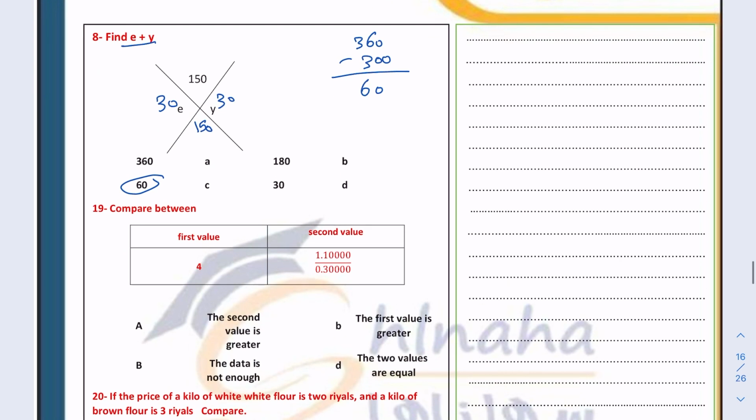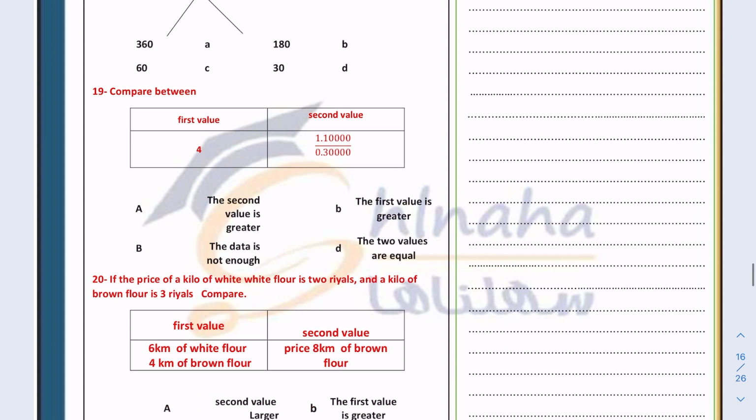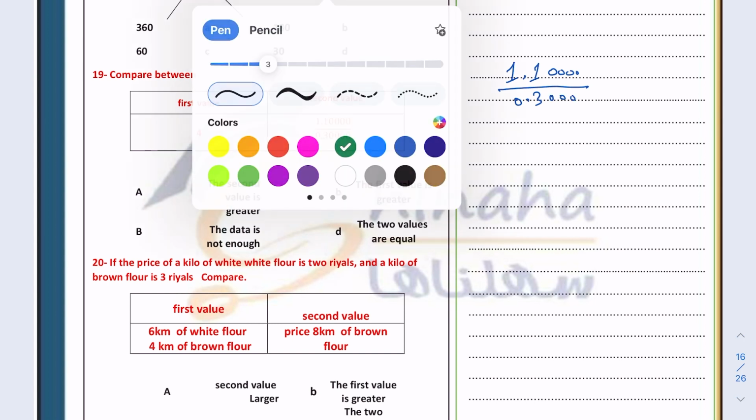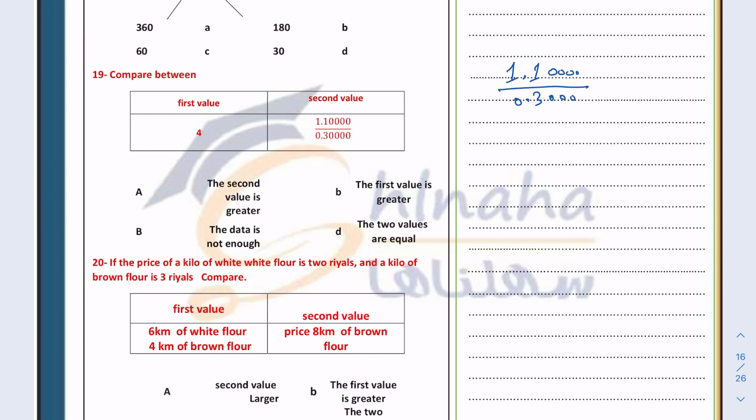Next question, compare between. We have a fraction to the right and we have a number which is 4 to the left. First of all, I will write the fraction 1.1 and we have many zeros, 0, 0, 0, maybe. And here we have 0.3 and some zeros. I don't care about it, but any zero to the right for the decimal is not effective, so this is out. It will be 1.1 divided by 0.3.